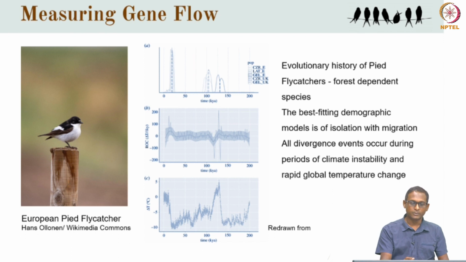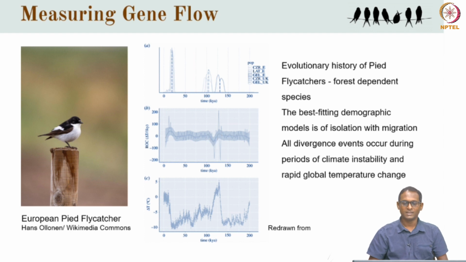For example, the European pied flycatcher, these authors used it to understand the evolutionary history of the species. It's a fairly forest-dependent species, and you can look at different demographic models about how the historic populations change with time. And what they find is that at times of great climatic instability and global temperature change, like here, you find fluctuations in the population itself.